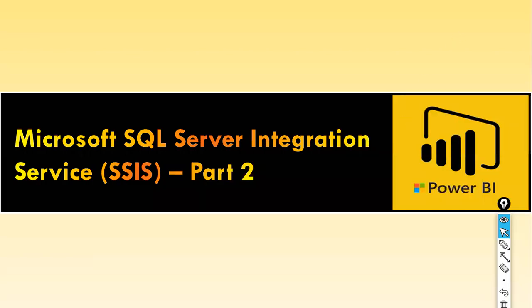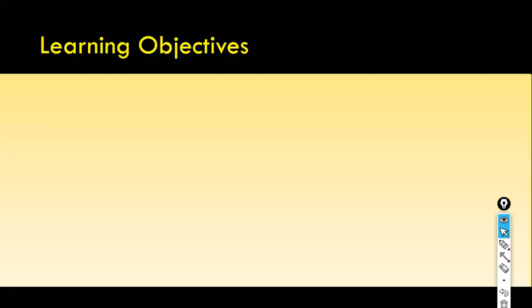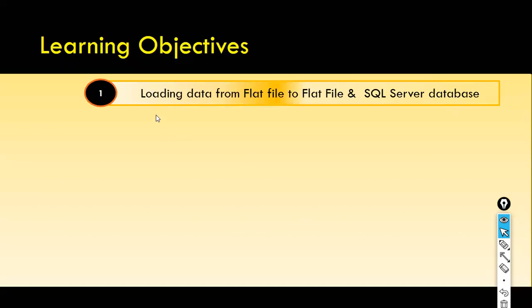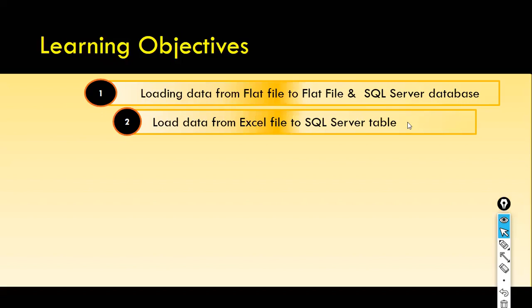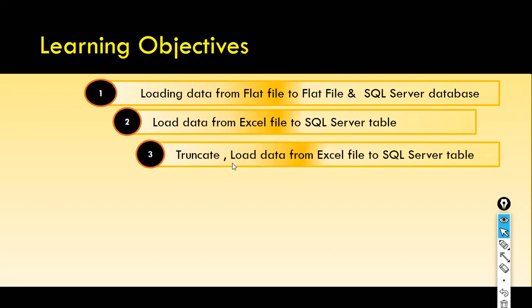Next, I will demonstrate how to get started with the SSIS tool. As part of this, I will walk you through the steps required to create and test simple SSIS packages. In this example, we will load data from flat file to flat file, from a flat file to a SQL Server database, from an Excel file to a SQL Server table, and also truncate the data and then load the data from an Excel file to a SQL Server table.